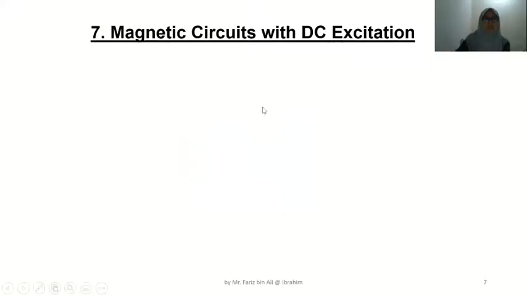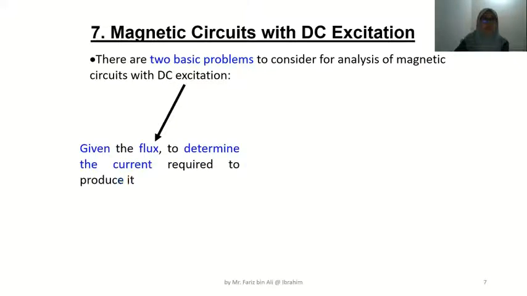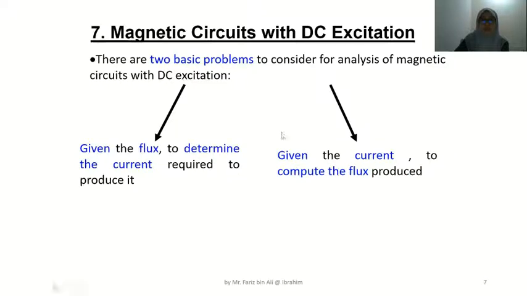For the magnetic circuit with DC excitation, there are two basic problems to consider in the analysis. The first one: with the given flux, you have to determine the currents required to produce it. The next problem: with the given current, you have to compute the flux produced. These are the two basic problems that we need to consider in analyzing the magnetic circuit with DC excitation.